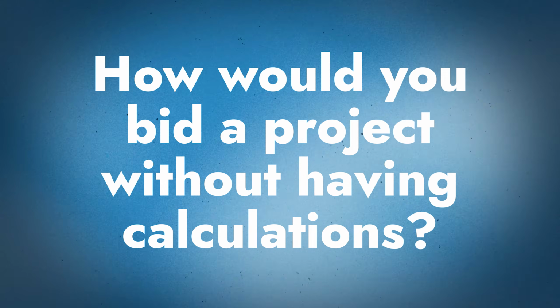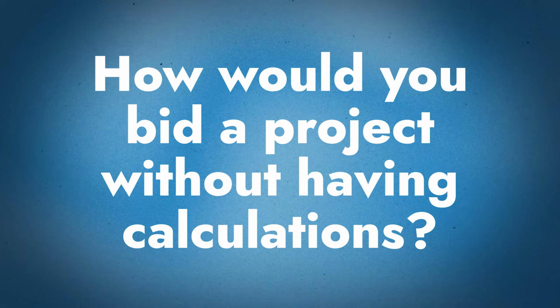If I'm bidding on a project and I'm taking this into account, and this might affect clip spacing, whatever, how do I accurately bid a project without having those calculations already performed?